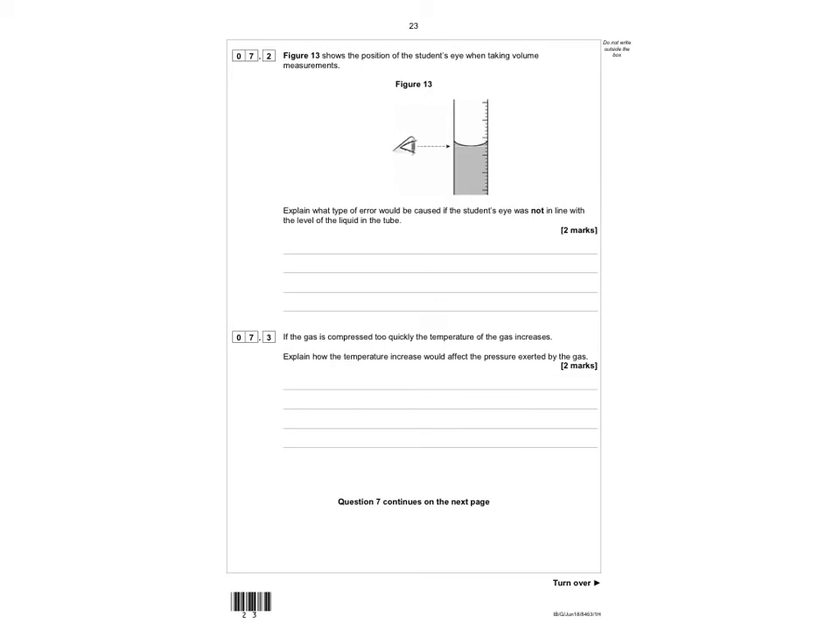In question 7.2, figure 13 shows the position of the student's eye when taking volume measurements. Explain what type of error would be caused if the student's eye was not in line with the level of the liquid in the tube. Because you would view the tube from different angles each time, there'd be no particular way of repeating what you've done previously. So we'd call that one a random error. There's no way of telling exactly how big or how small the error is. And the reason for that, the eye position would never be in the same place.